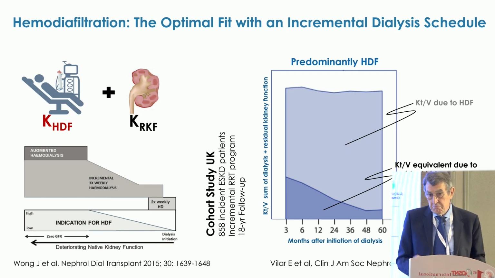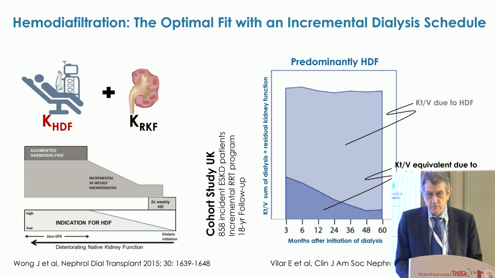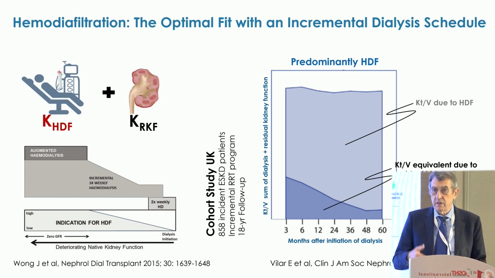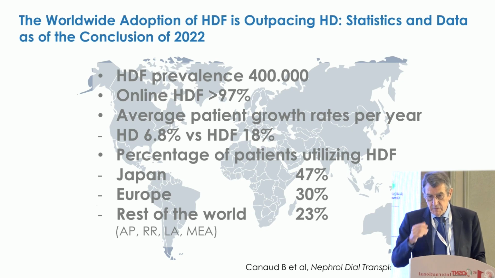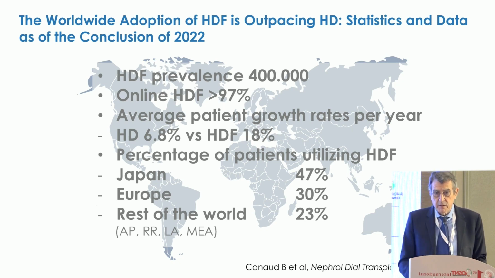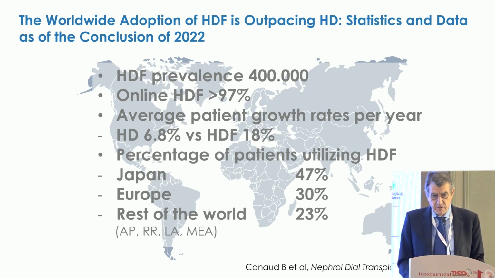So why not, this is just a very simple suggestion, why not starting with incremental hemodiafiltration program to improve the outcome of your patient? So what is the take-home message? I would say now, worldwide adoption of the hemodiafiltration is outpacing the hemodialysis. I just put numbers. More than 400,000 patients worldwide are treated or received by the hemodiafiltration. Online is 97, 98%, so it's clearly the new standard.